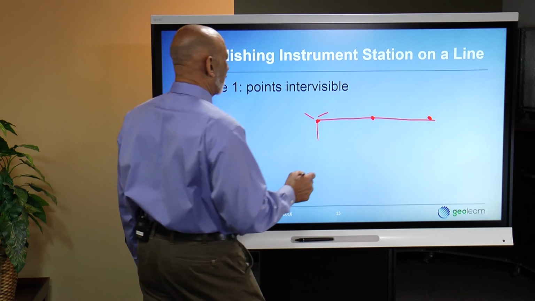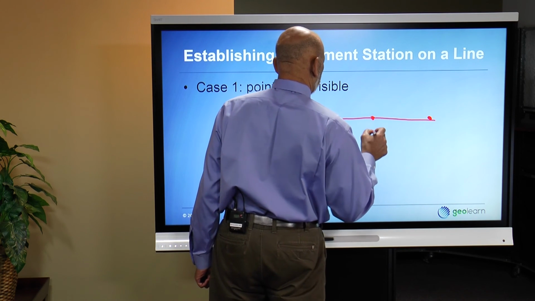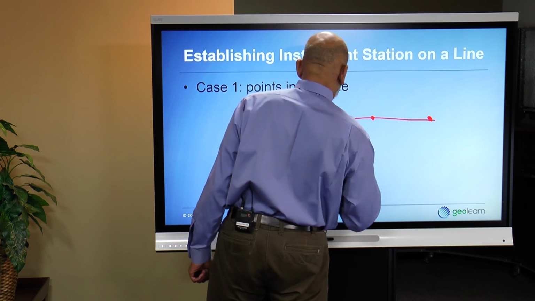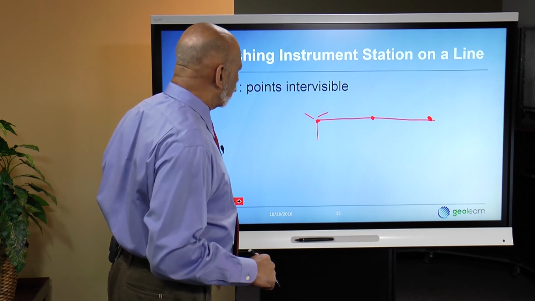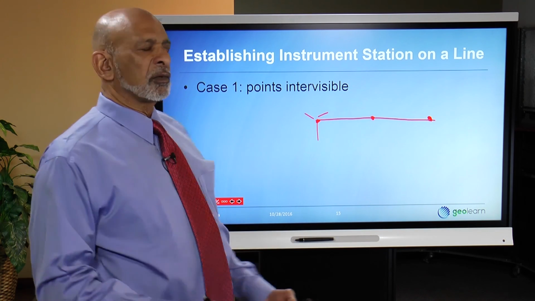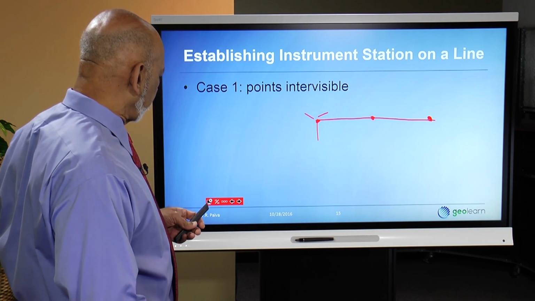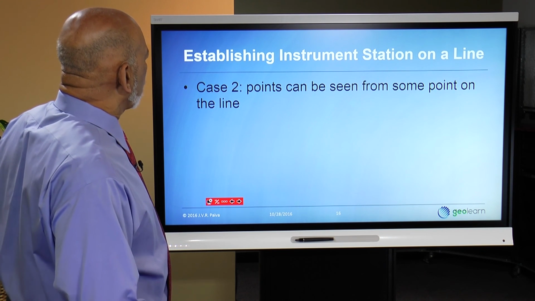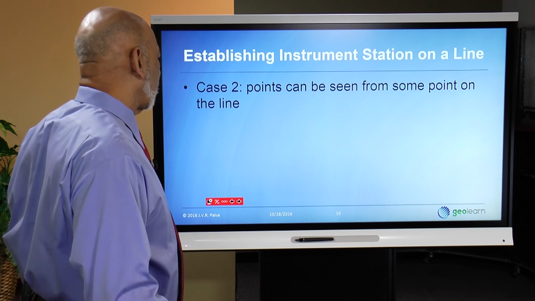And now you have established a station so that you can set up your instrument there, and you know it's on the line connecting these 2 points. It's when the 2 points are intervisible, meaning you can see the other point from the first one. That's case 1. In case 2, the points cannot be seen from the other point.